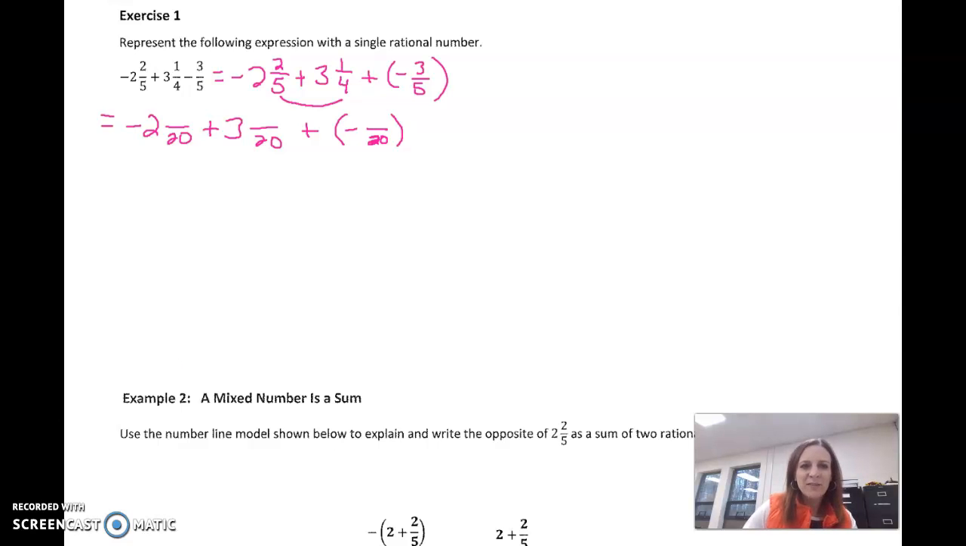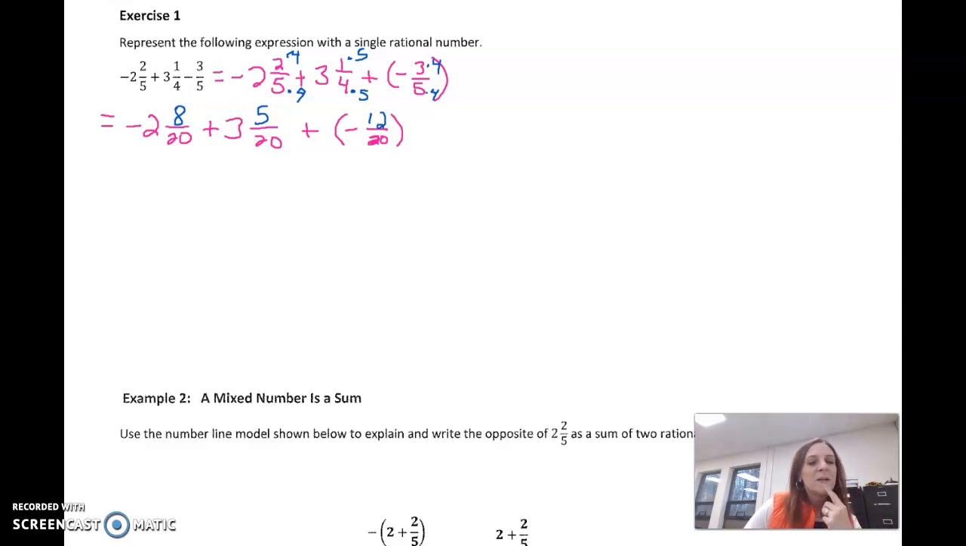So what do I do to 5 to get 20? I'm going to multiply it by 4. So whatever I do to the bottom, I got to do the top. 2 times 4 is going to be 8. What do I do to 4 to get 20? Well, I multiply it by 5. So I'm going to take the 1 and multiply it by 5 and get 5. And what do I do to 5 to get 20? Multiply it by 4. So multiply the 3 by 4 and I get 12. All right, so now they're all common denominators.